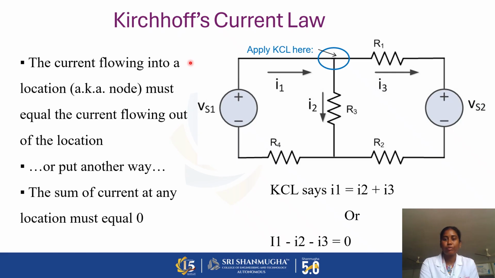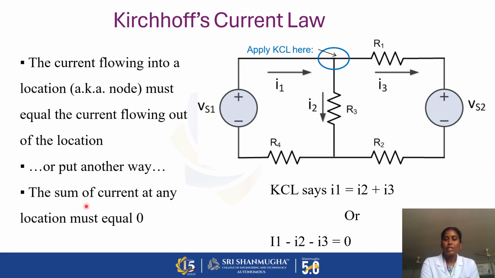Next one is Kirchhoff current law. So current law means at a node, the sum of current equals 0. The current flowing into a location, that is a node, must be equal to the current flowing out of the location. So whenever the current is entering into the node, the same current will be leaving to other branches of the circuit. So that is the KCL.